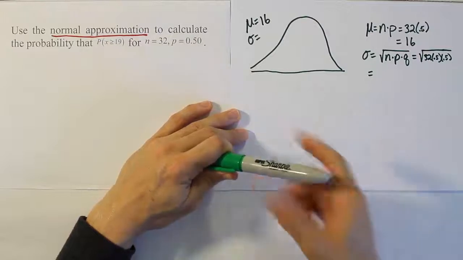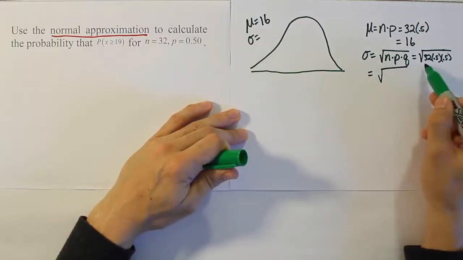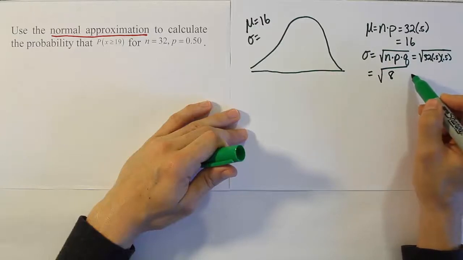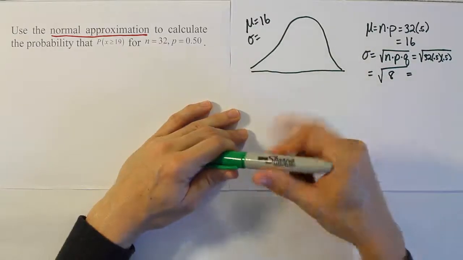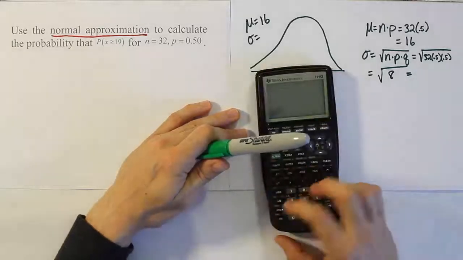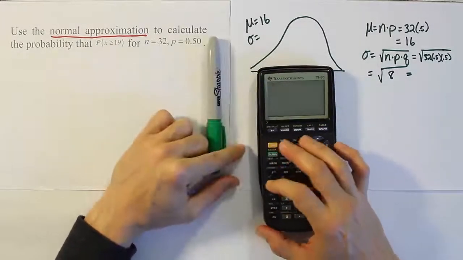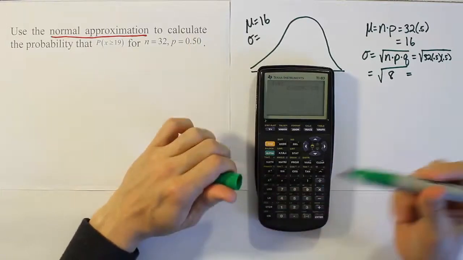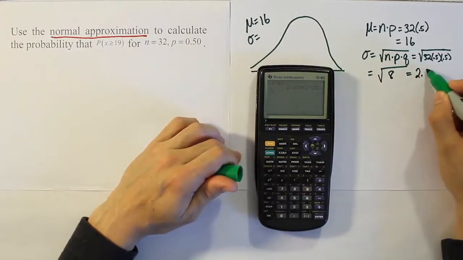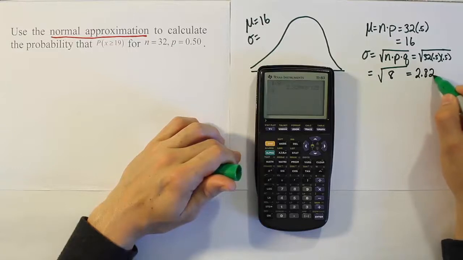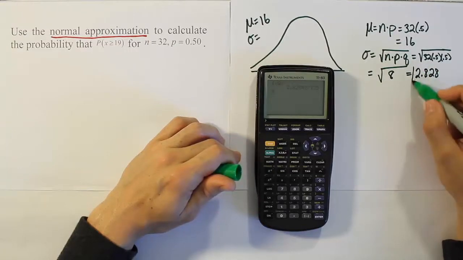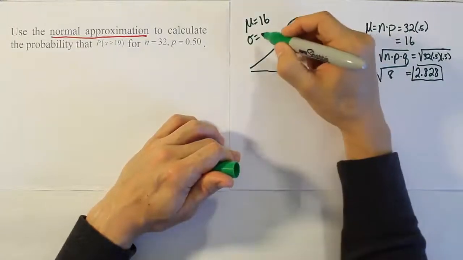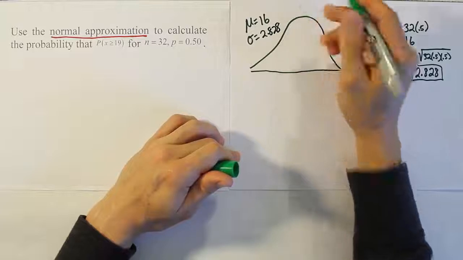Okay, so let's figure out what that is. The square root, of course, we know will be, if 32 times 1/2 is 16, then half of that is 8. That's going to be 2 square roots of 2. Let's see what 2 square roots of 2 is as an approximate decimal. So the square root of 8, we do that, we get 2.83, right? Let's say 2.828, just to give it a few extra decimal places, get it out to 3 places. 2.828 is our standard deviation.